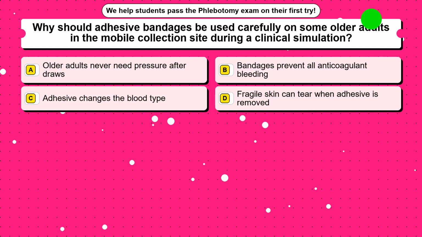Question 72. Why should adhesive bandages be used carefully on some older adults in the mobile collection site during a clinical simulation? Option A. Older adults never need pressure after draws. Option B. Bandages prevent all anticoagulant bleeding. Option C. Adhesive changes the blood type. Option D. Fragile skin can tear when adhesive is removed.